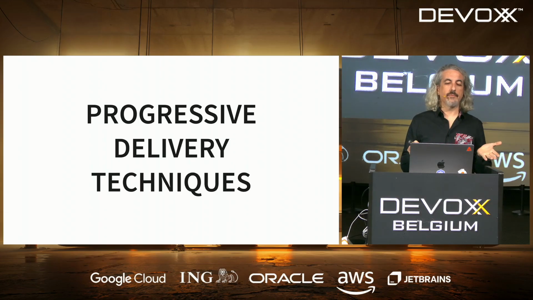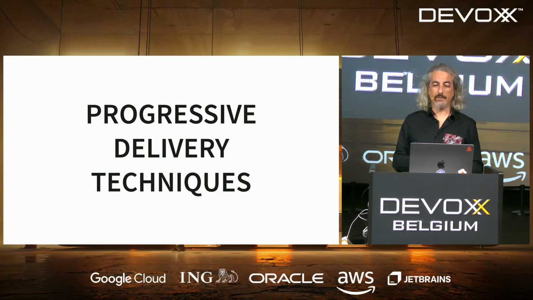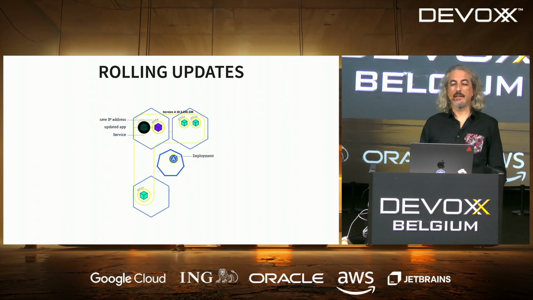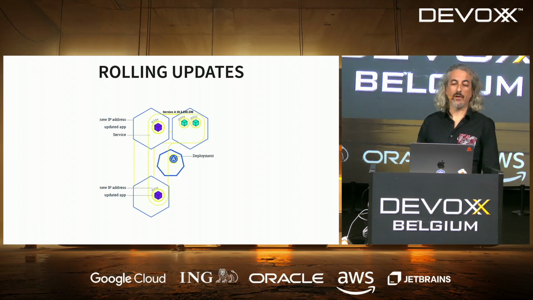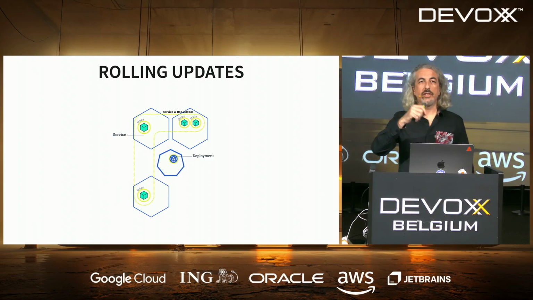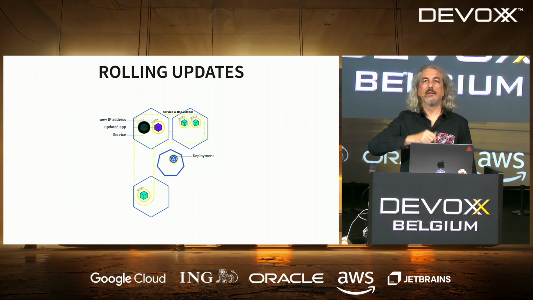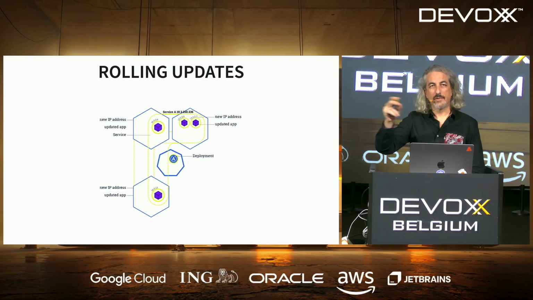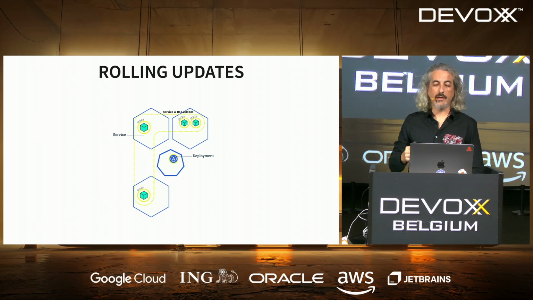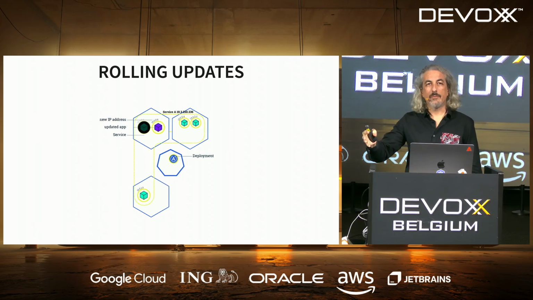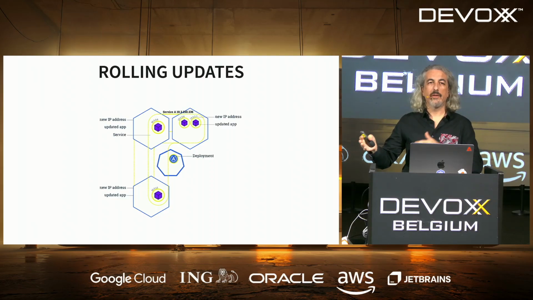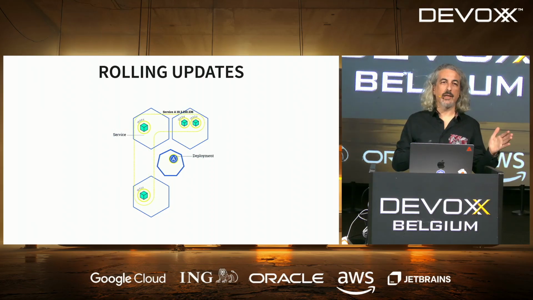So what are the progressive delivery techniques that have been around? Rolling updates. This is something that Kubernetes does by default. This means every time you make a change to a deployment in Kubernetes, you get a new pod or a set of pods, depending on how many you have running. When that pod is ready, an old pod is deleted. You get another new pod. When that's ready, an old one is deleted.